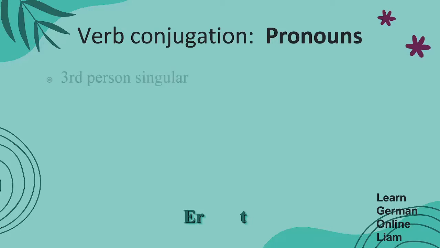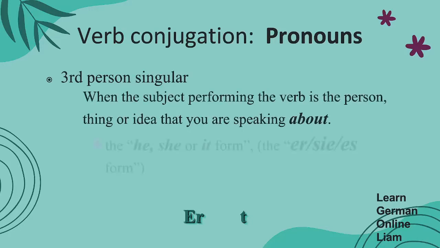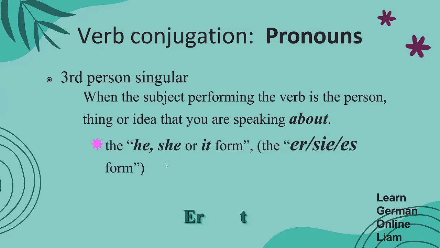Now, verb conjugation in the third person singular. If we are going to talk about he, she or it, the ending is t. So if you are going to talk about a boy, a girl or a baby, then you will say er lernt Deutsch. If it is a girl, sie lernt Deutsch. And if it is a baby, es lernt Deutsch. So the verb and conjugation will remain the same.